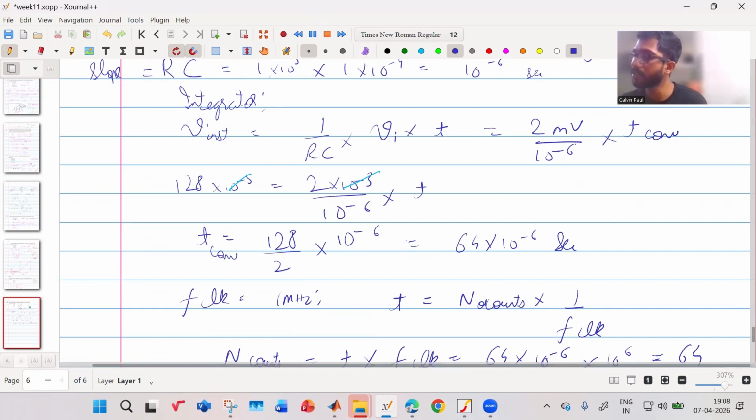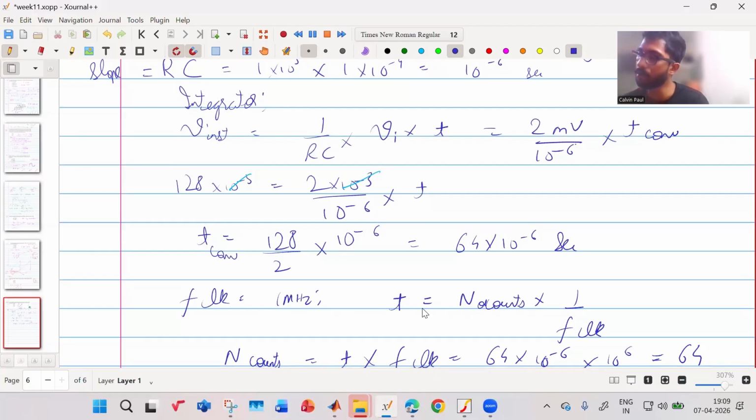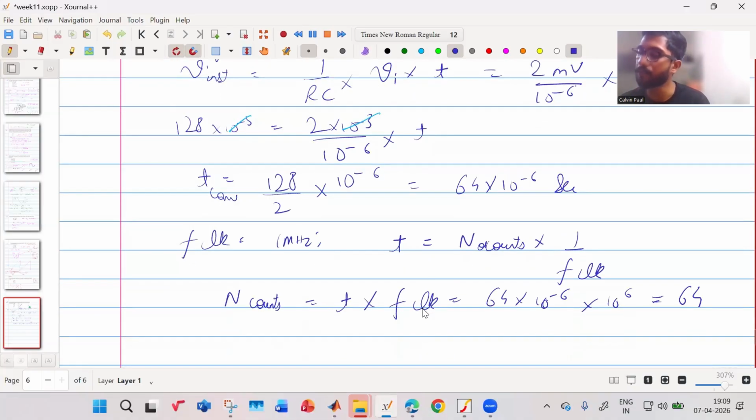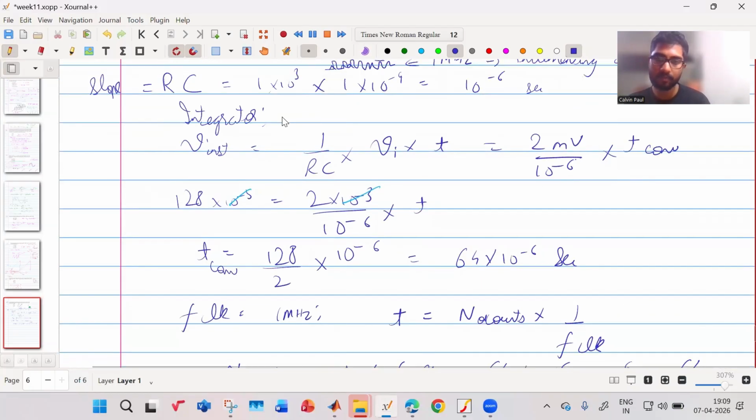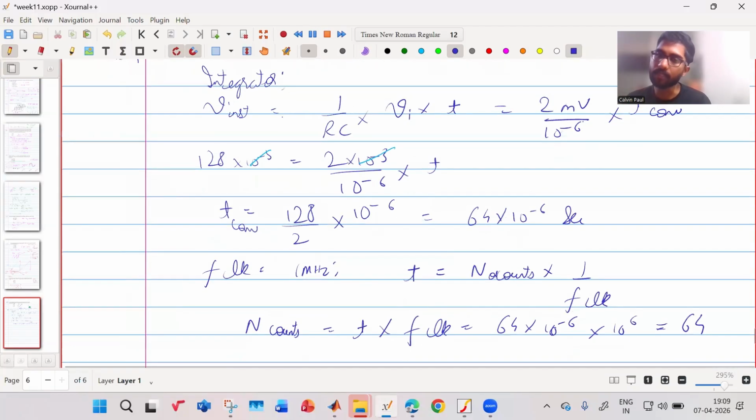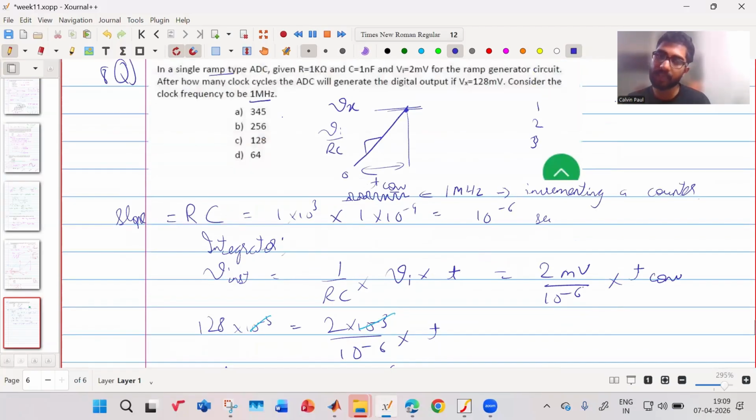Now the conversion time is 64 microseconds and the clock frequency is 1 megahertz. So how many times has that clock come? One clock, second clock, third clock, fourth clock. In this conversion time, how many times have those clocks come? That is given by n counts is equal to T into F clock. So that's why it comes out to be 64. All right, these are certain things which take time to realize, but it will make sense soon.